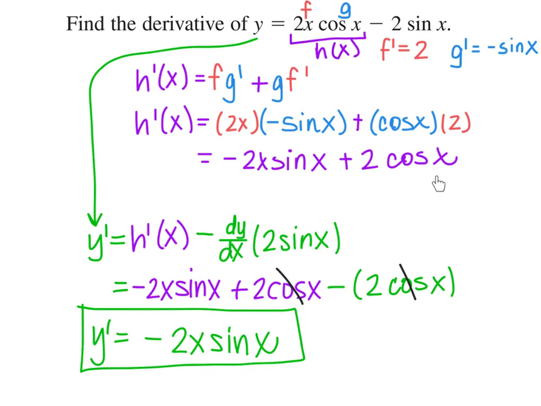And this expression is going to be the derivative of this first part. So now I'm ready to take the derivative of the entire thing. So this guy's already done. I'm going to plug that in here, so that's what's in purple. And then I'm going to take the derivative of 2 sine x. And that's just 2 cosine of x, and this 2 cosine x and this negative 2 cos x go away, leaving me with y prime equals negative 2x times sine x as my derivative.